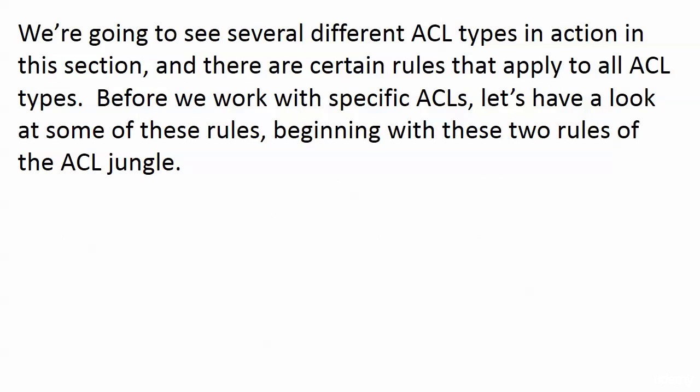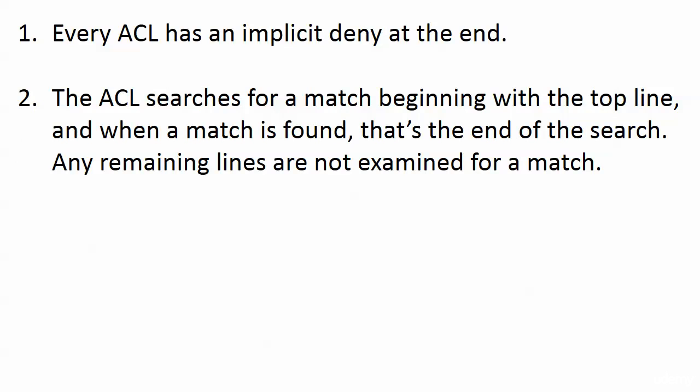And beginning with the two biggest rules of the ACL jungle. The first one being that every ACL has what we call an implicit deny at the end of it, or at the bottom of it, if you will, because our ACL is going to be lines, and of course, a set of lines always has to have a top and a bottom, and it's got that implicit deny. More about that in a moment.